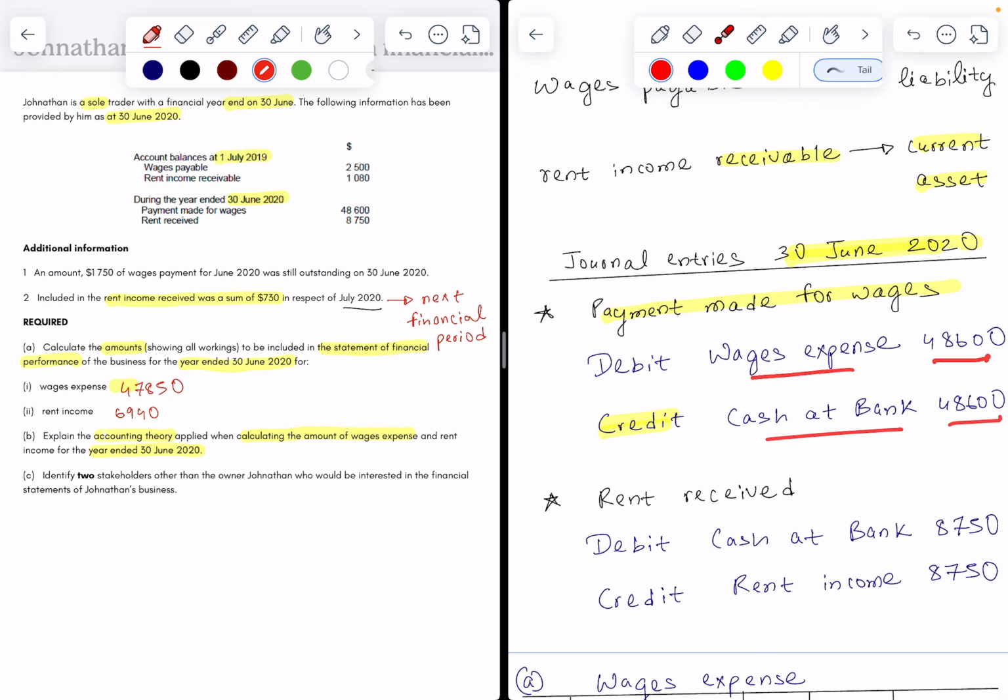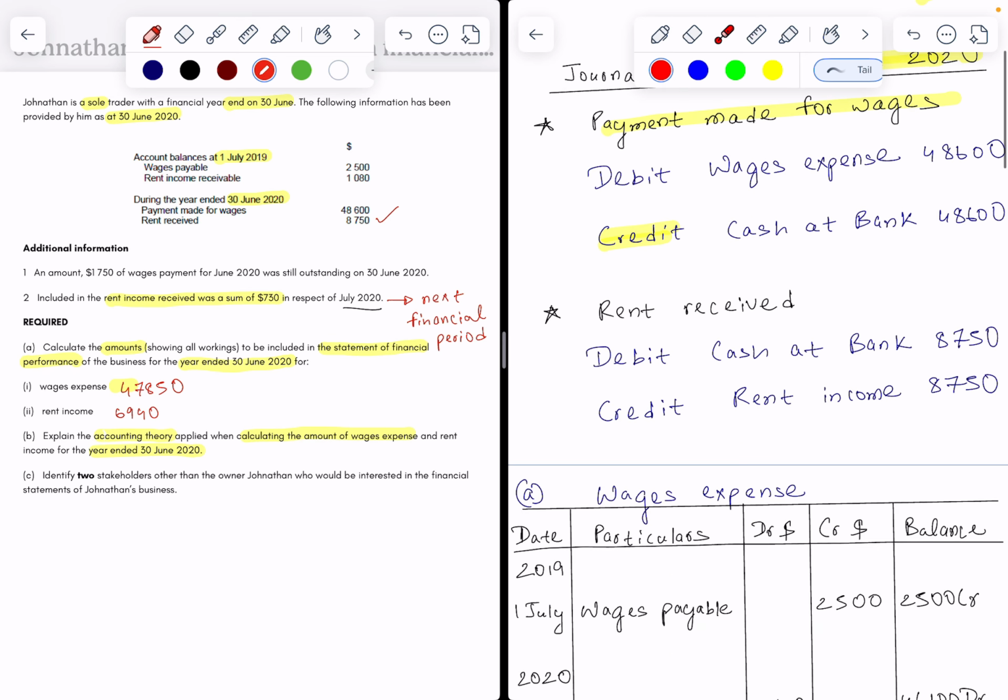okay? Then we have got the rent received during the year ended 30 June 2020, and that is $8,750. So when we are receiving rent, we are receiving money in our bank account. So that means our assets are increasing in value, which means when assets increase, we'll now debit it. So we debit the cash at bank account by $8,750, and simultaneously these funds were received for rent income, right? So we credit the rent income account by $8,750 because when we have income in our business, we always credit them. Similar to how we credit the sales revenue every time we have got revenues in our business, okay?